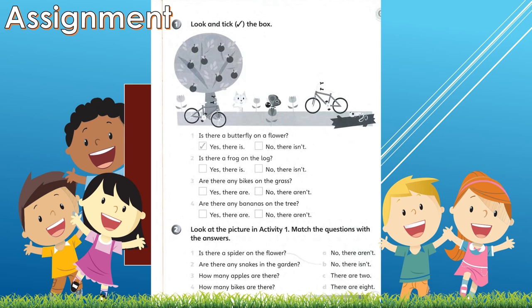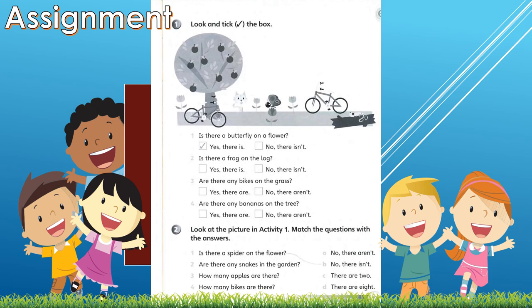Okay? So you do the number two. Is there a frog on the log? I will help you on that one. You have to check the correct box. Tick the correct box. Are there any bikes on the grass? Tick the correct box. Are there any bananas on the tree? Tick the correct box.